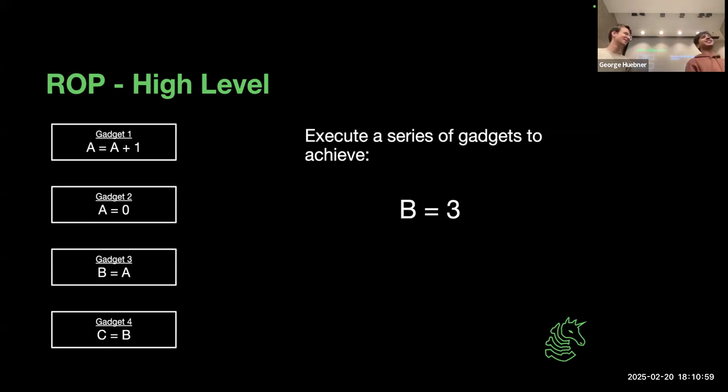Let's get those brains working, let's do some ROP ourselves, all right? You have these 4 gadgets at a high level. This is not what they actually look like in code, obviously. We want some way to end with B being equal to 3. Does anyone know how to order these gadgets? You can use one multiple times, but is there any ordering of these gadgets you can think of that will end with B equals 3?